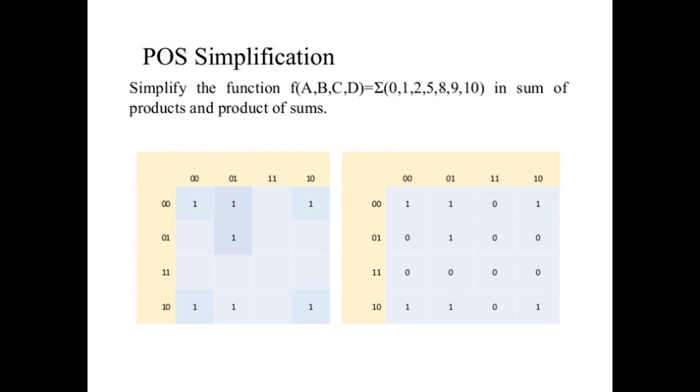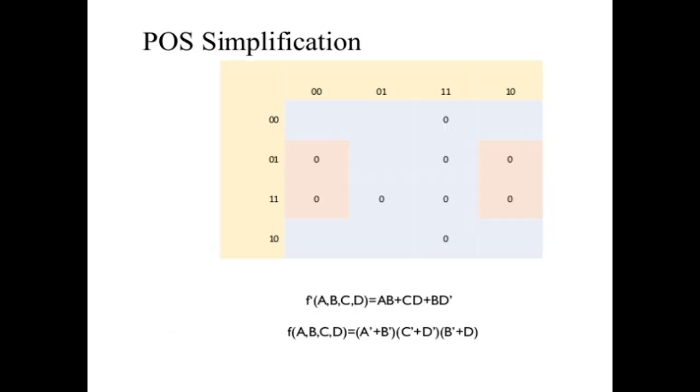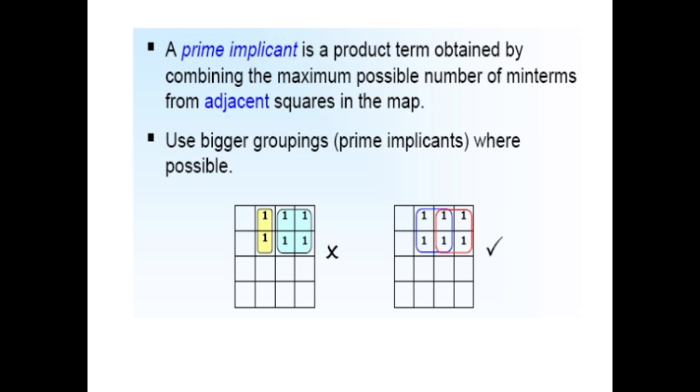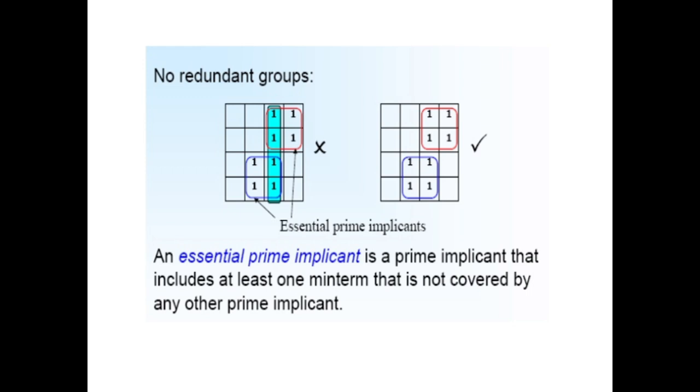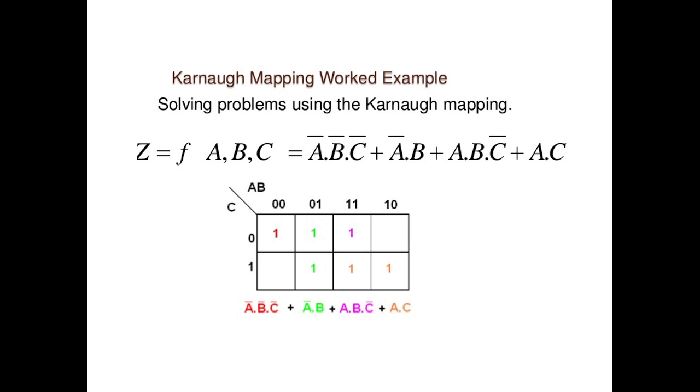The Boolean simplification is to simplify these minterms in sum of products and product of sums. A prime implicant is a product term obtained by combining the maximum possible number of minterms from adjacent squares in the map. Use bigger groupings wherever possible, with no redundant groups. We have two possible combinations for one type of problem. We already showed one example, that is called redundant.